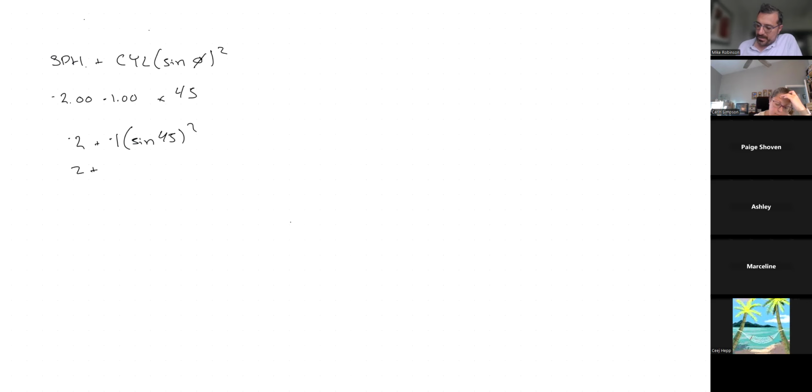I do not know why my calculator is not doing what I would like it to do right now. Sorry, bear with me just a second. I had everything working before I started this. All right, so sine 45 squared. Let's see. I am not getting the right number on my calculator for some reason.